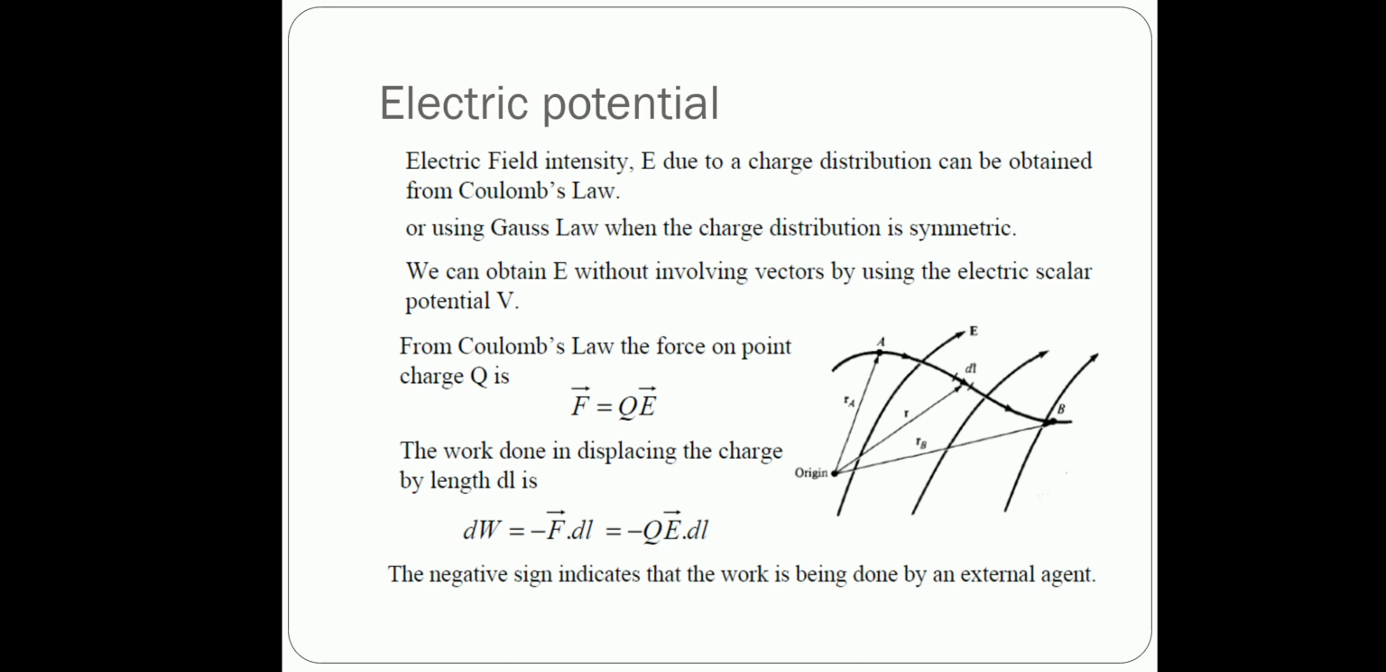Then you need to do external work to remove that charge, because there is already a field there. So to move a charge, we need to do extra work. That's why there is a negative sign. So we can say that dW is equal to minus F dot dl. We can replace F with qE, so that is minus qE dot dl.